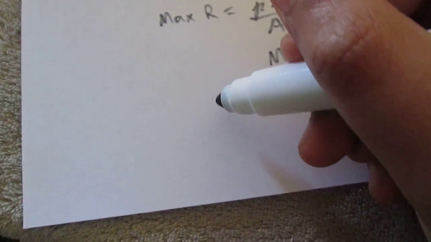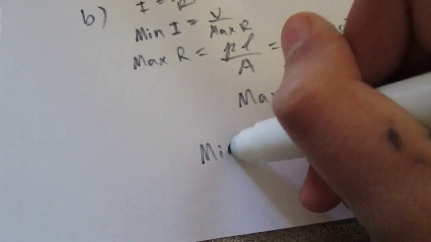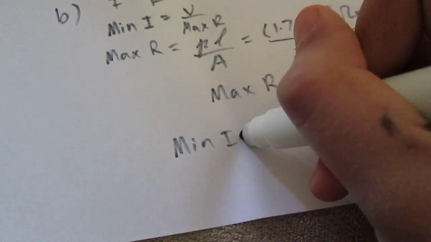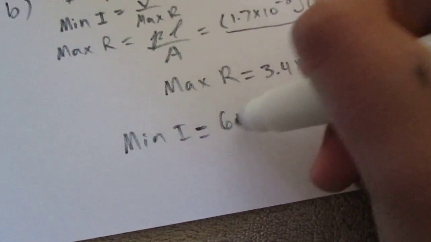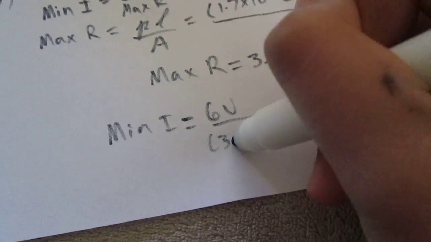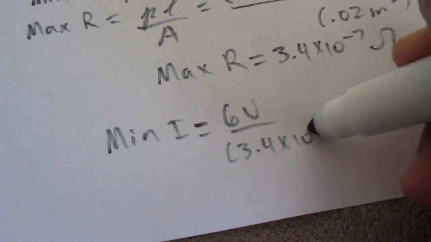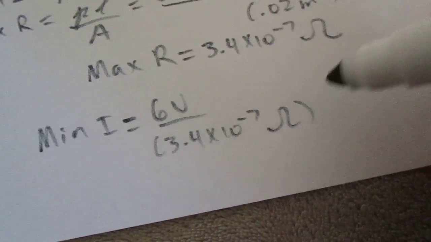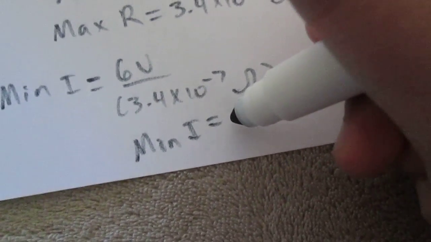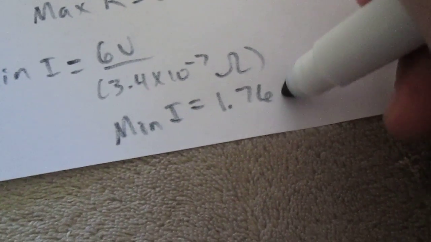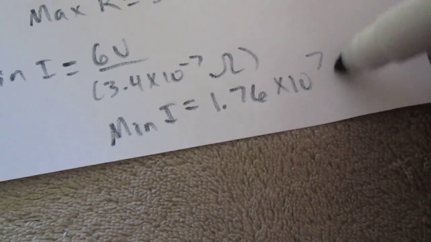And then when we find the minimum current, it's going to be 6 volts over the 3.4 times 10 to the negative 7th ohms. So our minimum current, when we enter this into our calculator, is 1.76 times 10 to the 7th amps.